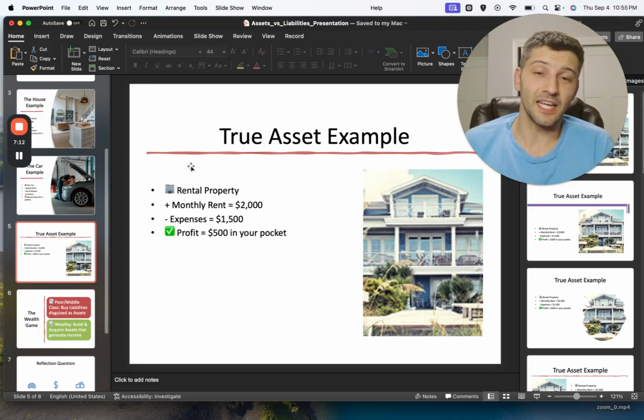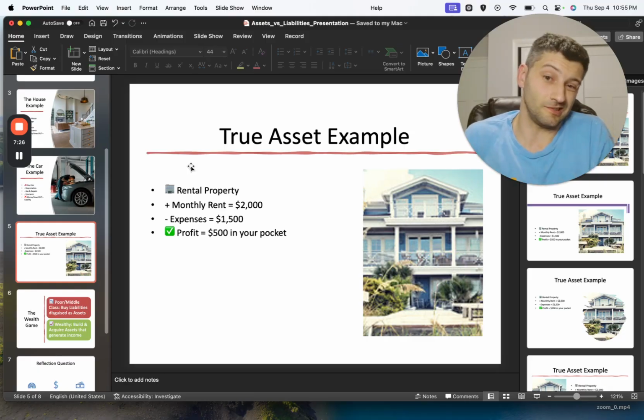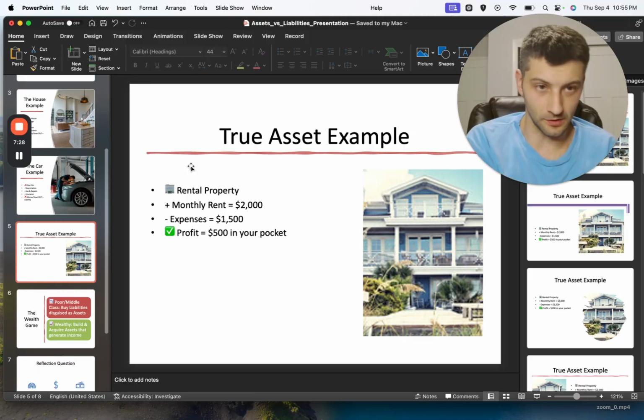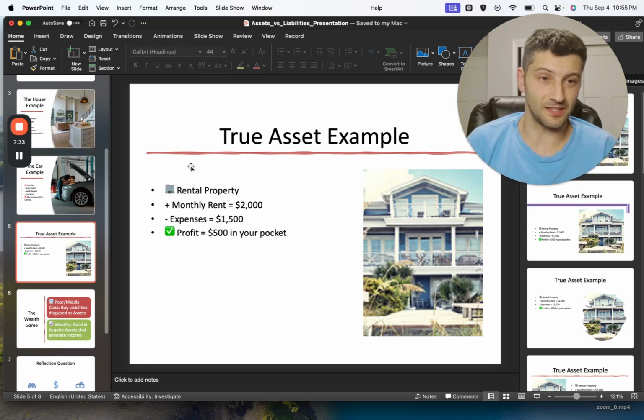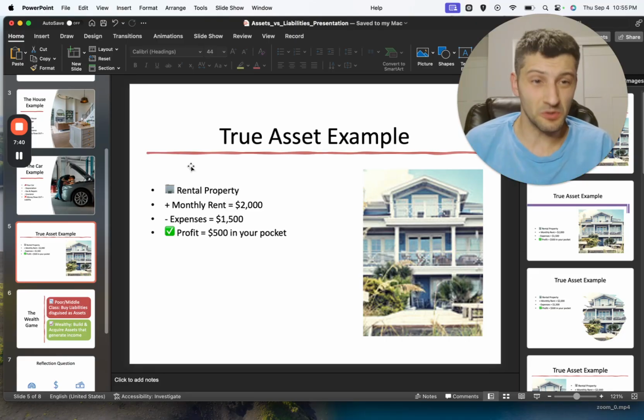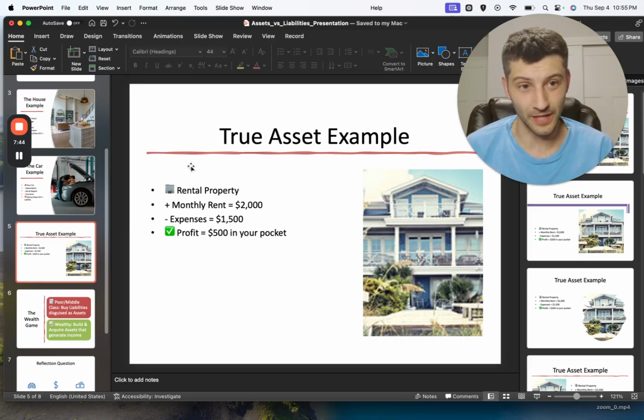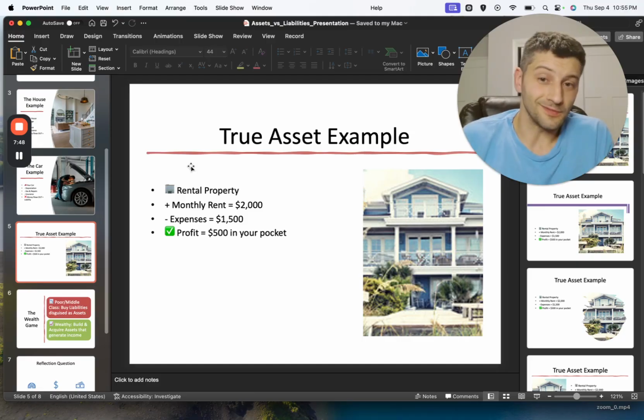But at the end of the day, you're profiting money off of that property from the renters, right? In this example, you're profiting $500 on a month-to-month basis, which you can build up over time, buy another property, and accumulate a portfolio of real estate that you're renting out. You'll continue to grow it in value, but it is also providing you cash flow. That's the most important thing: it is putting money in your pocket.